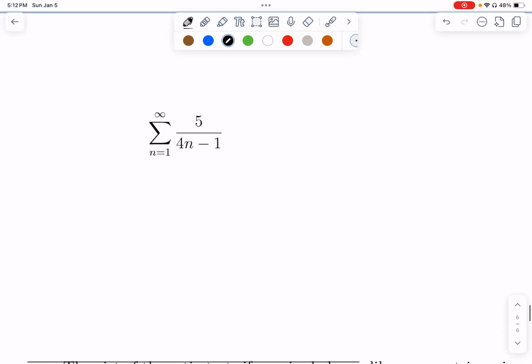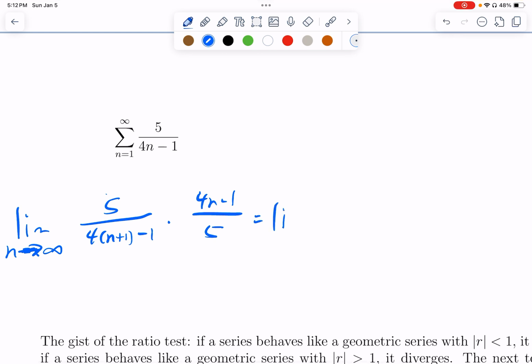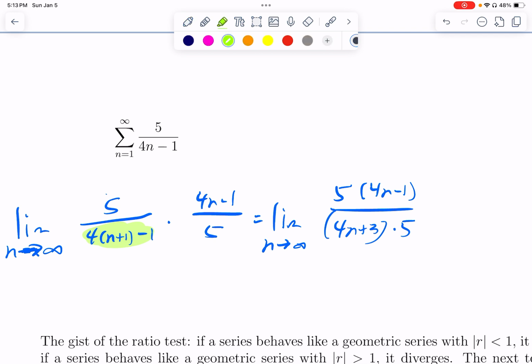And one more. So the limit as n goes to infinity of the n plus 1 term times the reciprocal of the n term. So we would have 5 times 4n minus 1. If we simplify this, we would have 4n plus 4 minus 1, which is 4n plus 3 times 5. Could cancel those 5s if you like. But basically, we have 4n in the top and 4n in the bottom.